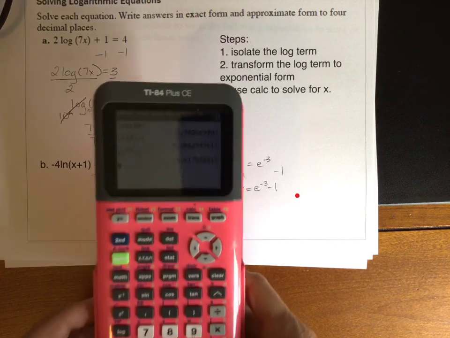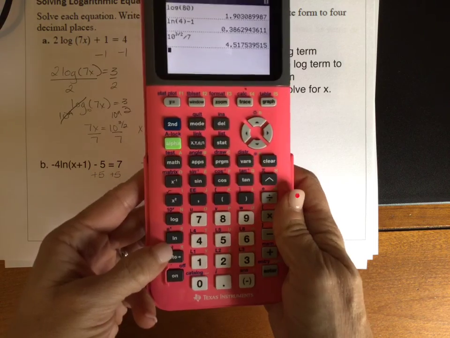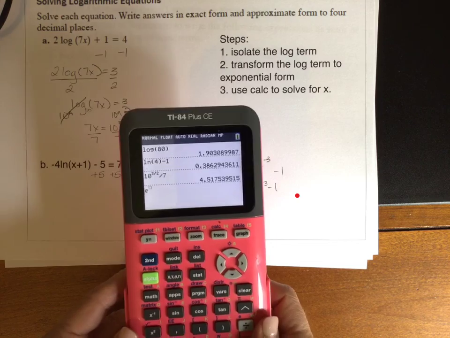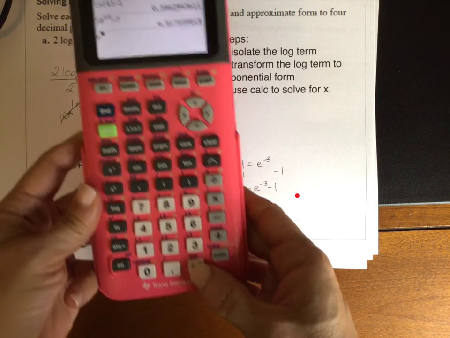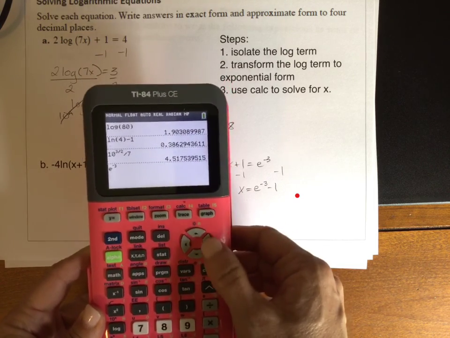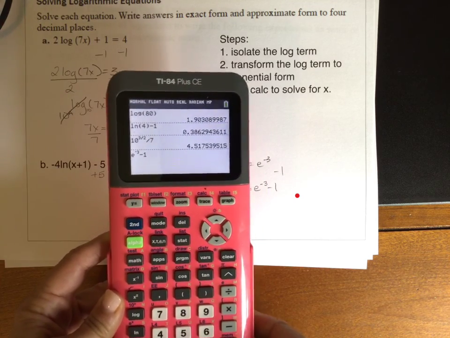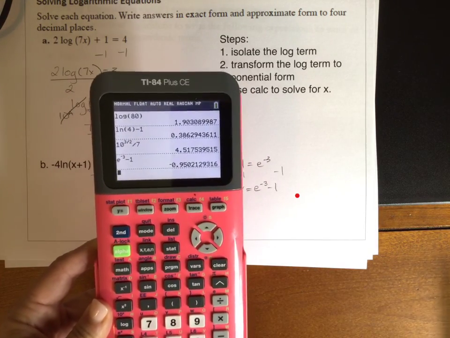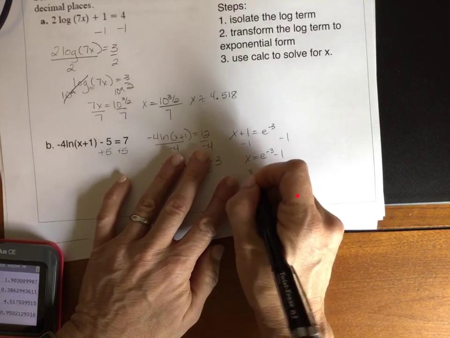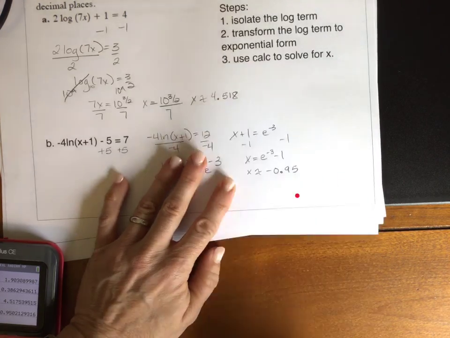If I want to put that in my calculator, e is right here above the natural log, so you have to use the second button. So you get e, then make sure you use the negative, or otherwise you'll get an error. -3, then scroll over, -1. That's the correct format. And so we see our answer is about -0.95. So our approximate answer is about -0.95.